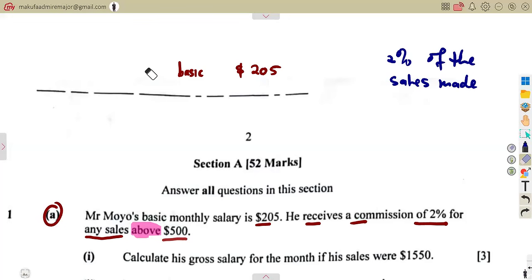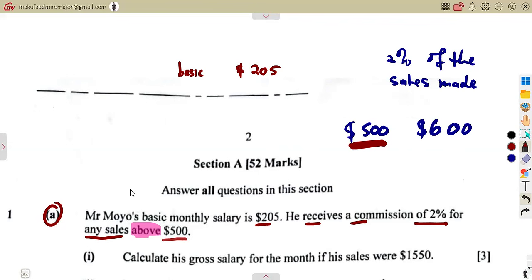It is what is above 500 that we start getting commission from. Any sales above. Meaning to say, if he is at $500, he's not having that commission. There's nothing there on 500. So if he is, let's say he made sales of $600, meaning to say, of the $500 that he's having, it was just like a waste.